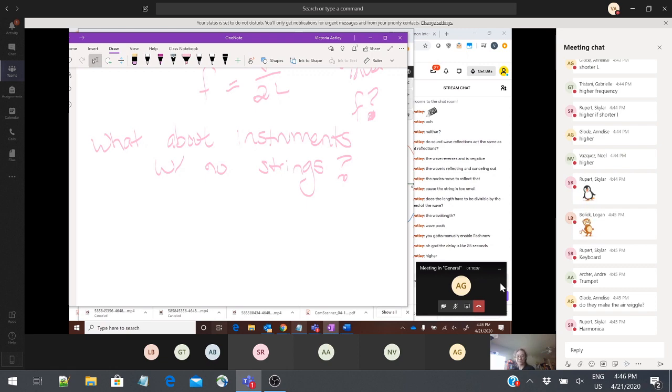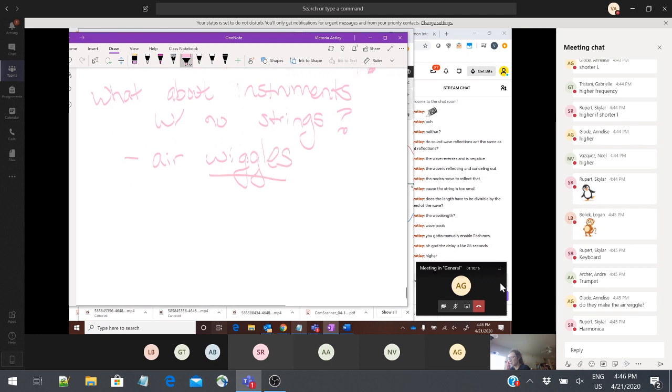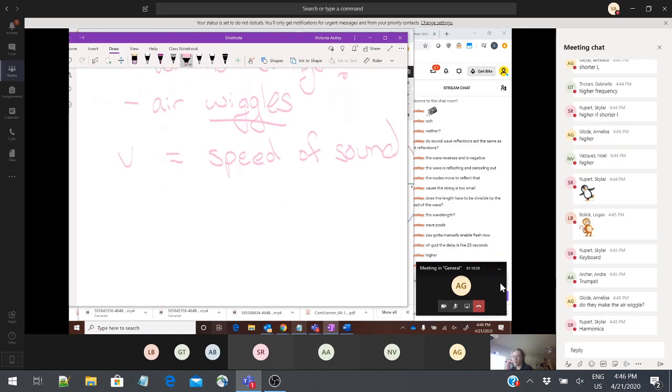So you have wind instruments. The air wiggles, right? So our V is the speed of sound. We cannot really adjust the speed by adjusting the tension the way we do for a violin. You're kind of stuck with it. So usually what you do is you have more control over the length. But the idea still works the same.